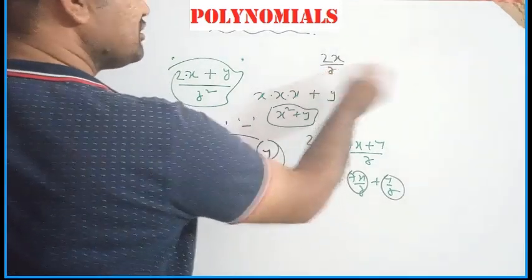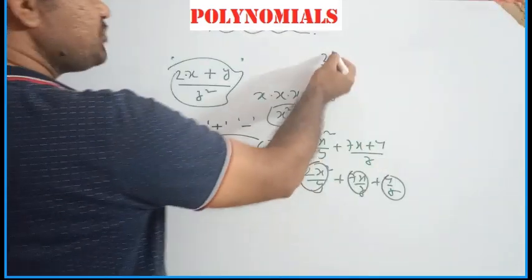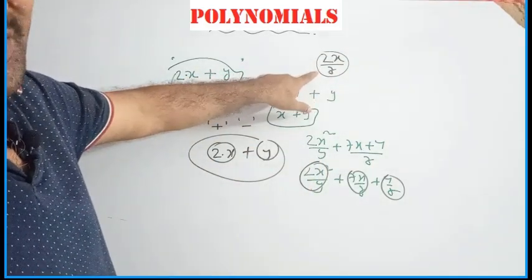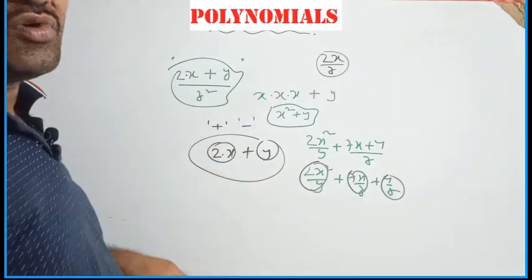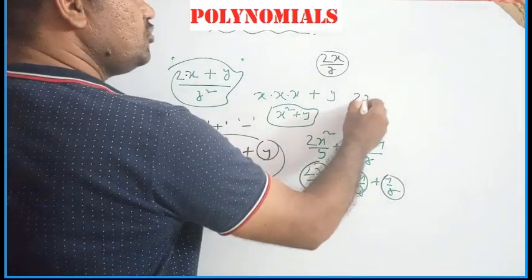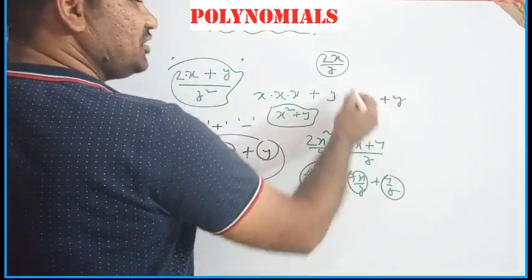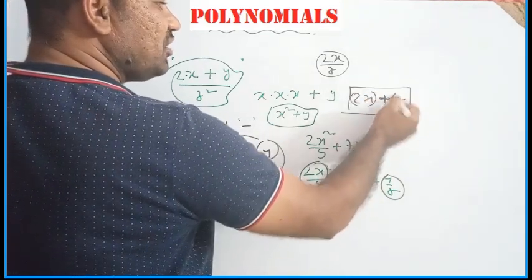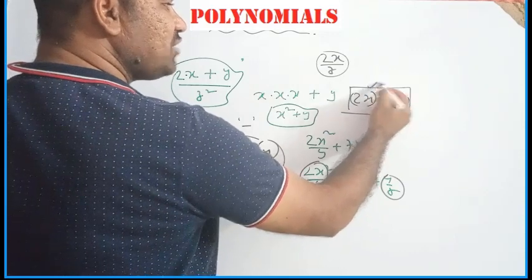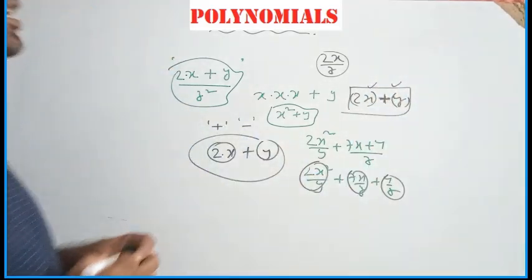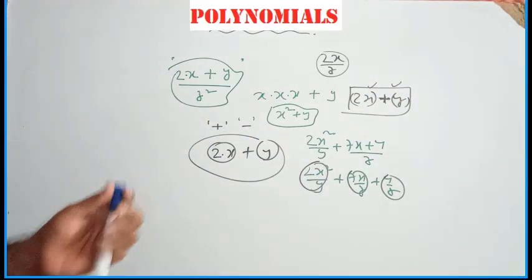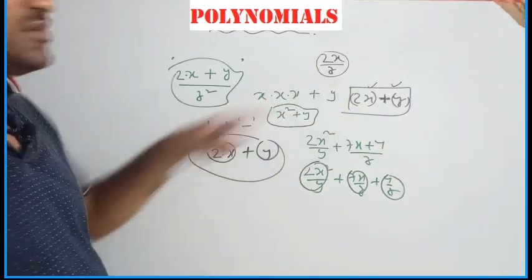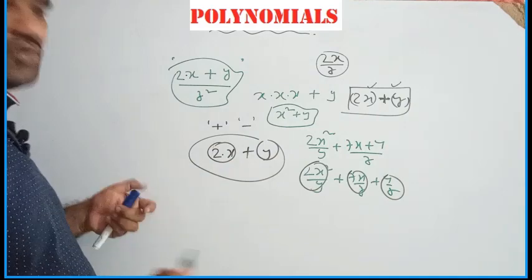2x by z is given. This algebraic expression contains only one term, namely 2x by z. So it is also another monomial. For example, 2x plus y is given. Here 2x and y are connected with a plus symbol, which means there are two terms. So you can say that this algebraic expression has two terms, and such expressions are called binomials. Binomial means an algebraic expression containing two terms.